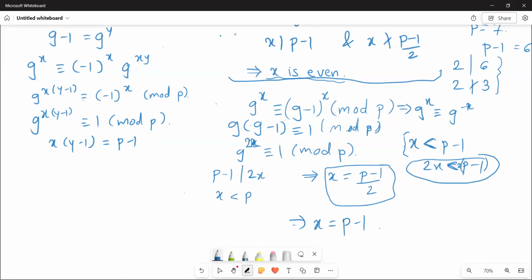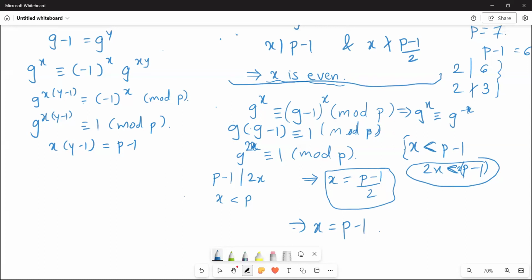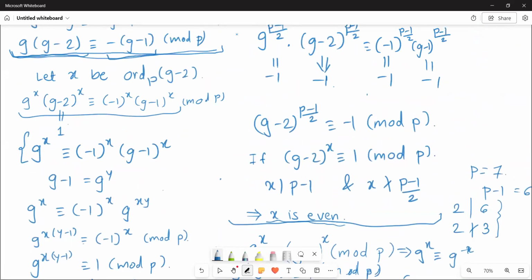Did you follow this last part? Could you please repeat? Yeah, sure. So we know g to the power x is congruent to g minus 1 to the power x from this part.